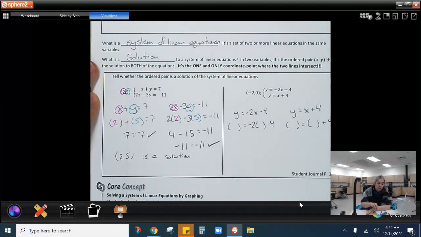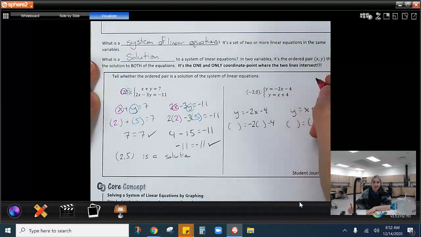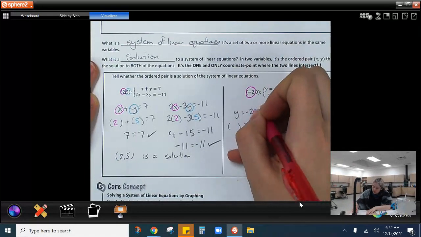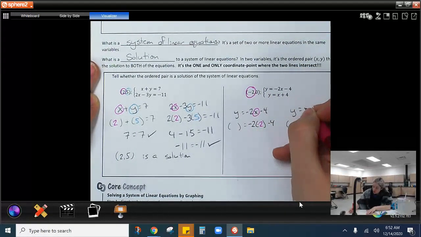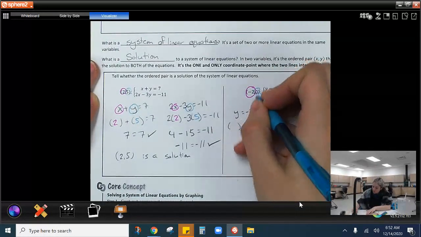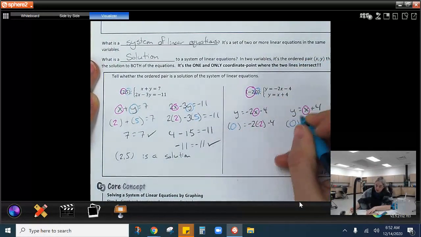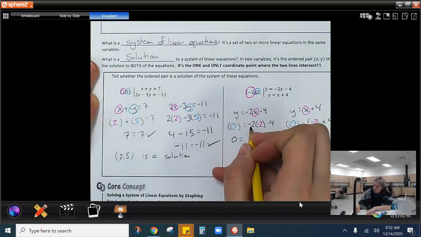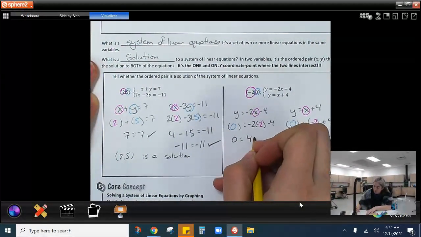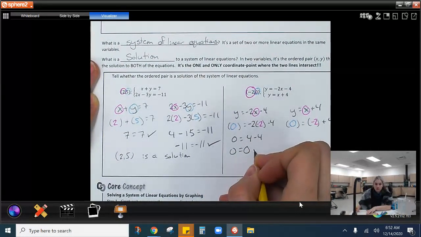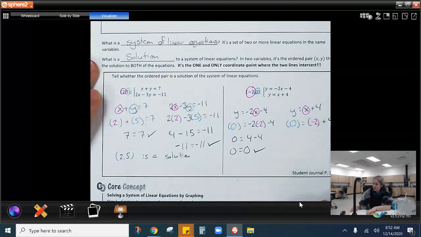All right, let's check out this one. My tongue's tired this morning. So we've got negative 2 for our x. So I'm going to plug in negative 2 there and here. And then we've got a 0 for our y. And we're going to see if this one works. So we have 0 is equal to, well, negative 2 times negative 2 is a positive 4. 4 minus 4 is 0. Does 0 equal 0? Yes. So it's a solution for that one.